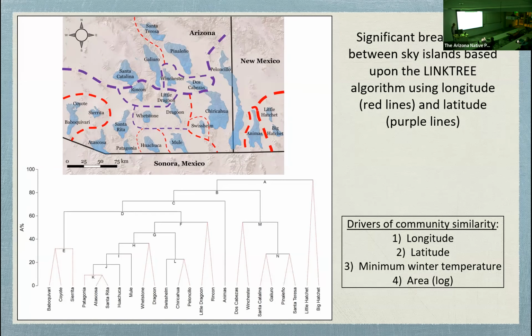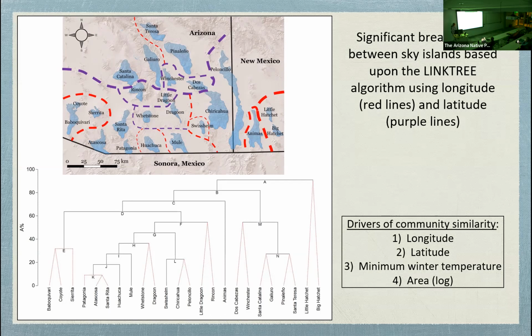And the purple lines represent latitude. Again, you see real strong breakaway points as you go further into the north. Redington Pass, which separates the Santa Catalinas from the Rincons, is a strong latitude break that occurs between those two ranges, highlighting again how subtropical the Rincons are, which is very well known.